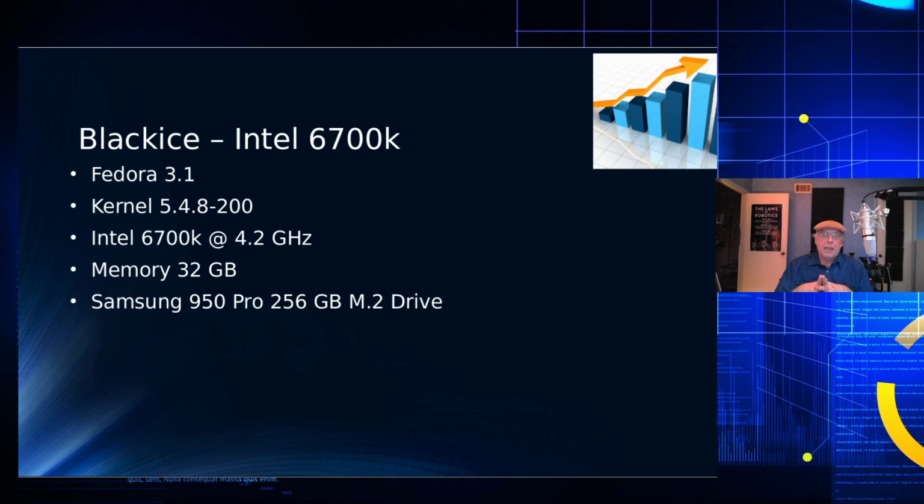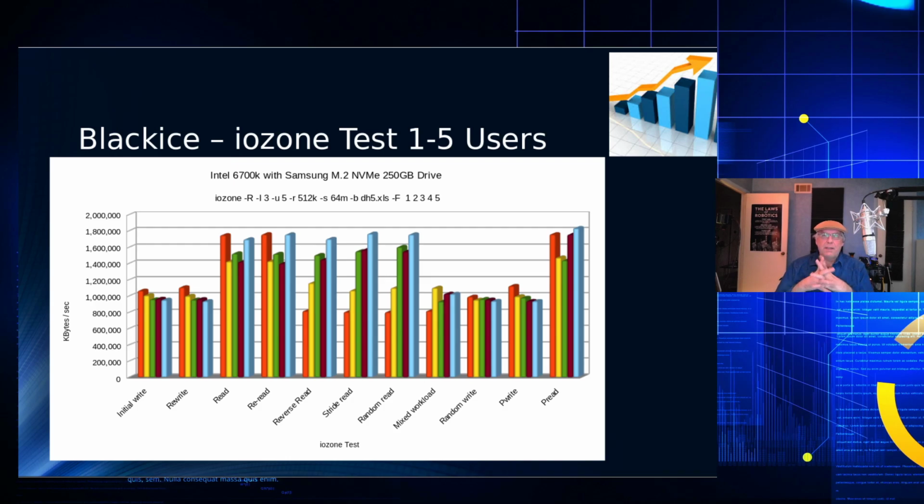Now, I'll talk again at the end about this. Standardizing all of this would be great. Unfortunately, that's not going to happen anytime soon. As far as the IOzone tests, Black Ice ran the same IOzone test that I ran for the NAS versus Gluster.